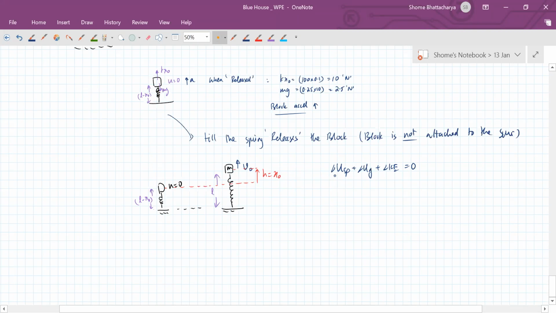So the change in potential energy of the spring is minus half kx naught square. The change in gravitational potential energy is mgh. And the change in kinetic energy is half mv naught square. So this should be zero. Now in this we substitute h as x naught. So the kinetic energy of the block is the potential energy the spring has lost minus the gain in gravitational potential energy. From this we can find out V naught.